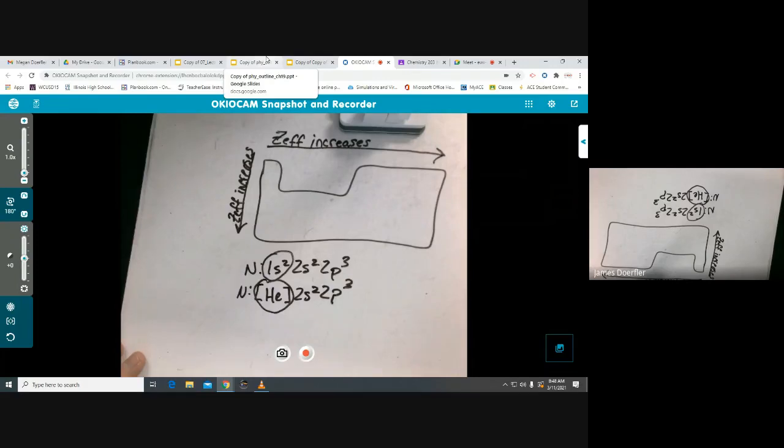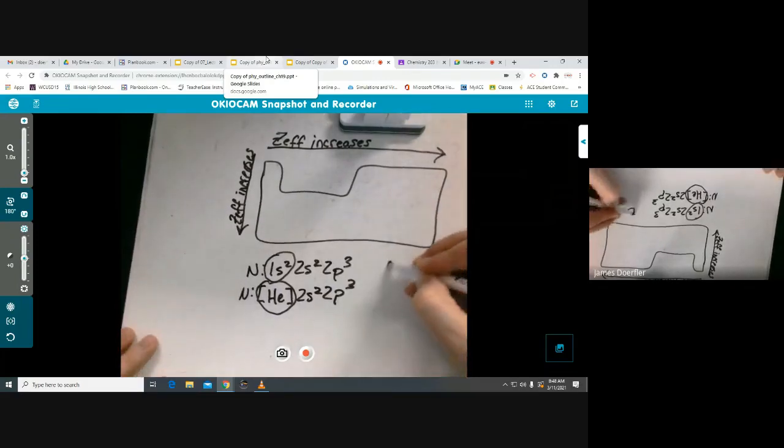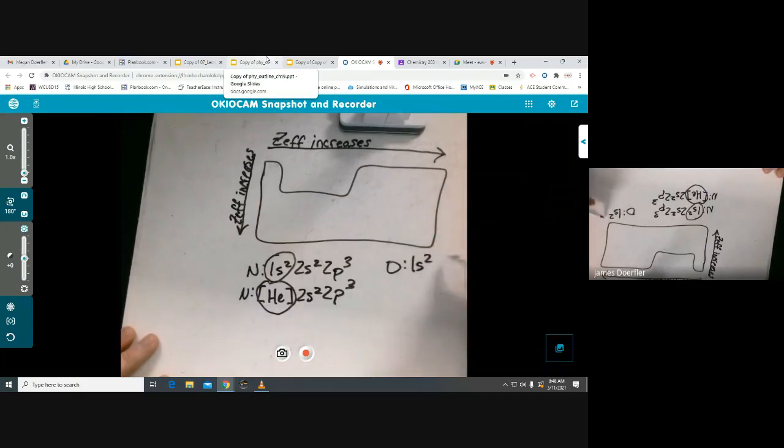Now let's look at oxygen. 1s2, 2s2, 2p4. Doing oxygen's noble gas configuration, what noble gas am I going to use? Helium again. 2s2, 2p4. I went one element to the right of nitrogen. My valence electrons increased by 1, but what also increased by 1? Starts with the P. Protons.